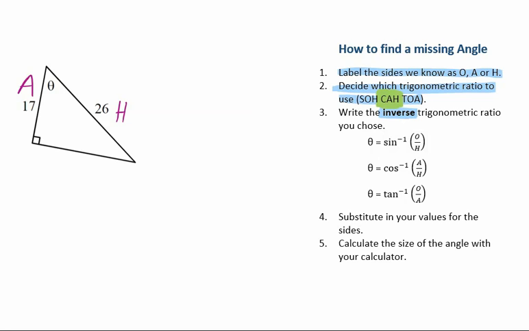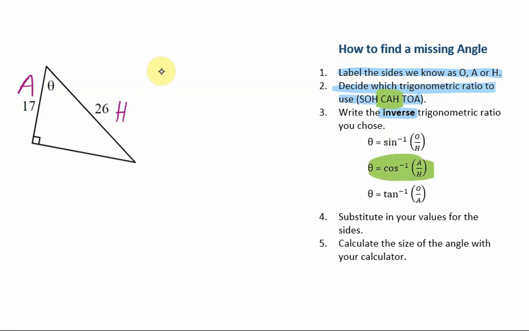The same way that multiplication and division are opposites, and addition and subtraction are opposites, sine, cosine, and tangent have opposites as well, or inverses. They're just called the inverse sine function, the inverse cosine function, and the inverse tangent function. That's written with this little -1. Sin -1 is the inverse sine function, and so on. We've decided we need to use cosine, so we're using the inverse cosine function here.